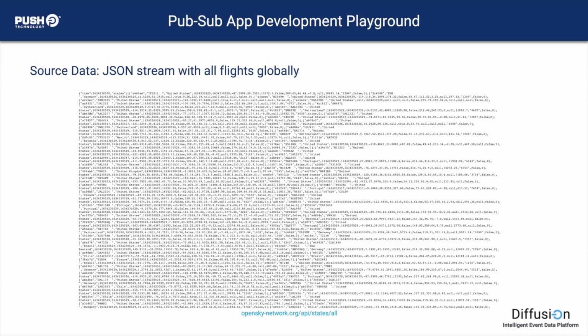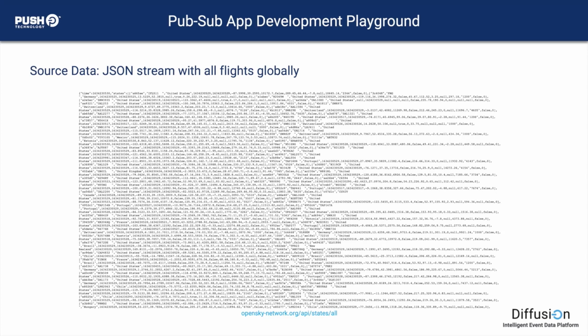So before we get into the demo itself and the app, let's talk a little bit more about the data source. In this case, openskynetwork.org. Again, it's a JSON stream coming from a REST public API. This has all the flights, thousands and thousands of flights, both commercial and private, that are flying right now around the world.